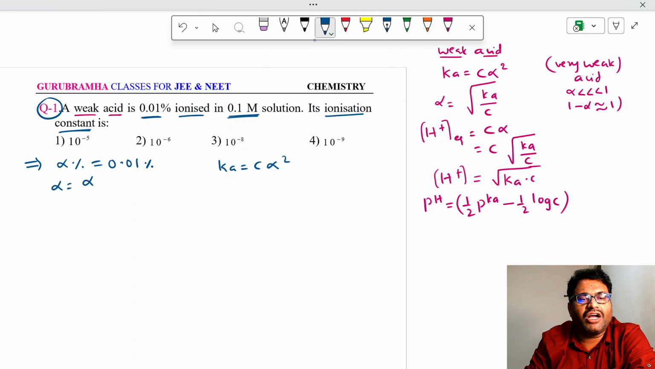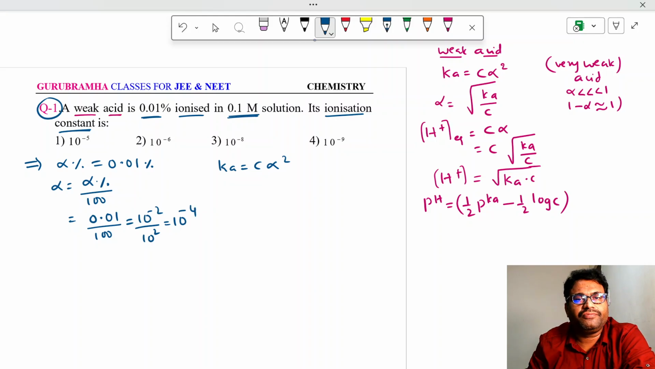Alpha is equal to alpha percentage by 100. Alpha percentage is given as 0.01, so 0.01 by 100 is equal to 10 power minus 2 by 10 power 2, and that is equal to 10 power minus 4. So alpha we got as 10 power minus 4, and C is given as 0.1 molar, which is equal to 10 power minus 1 molar.